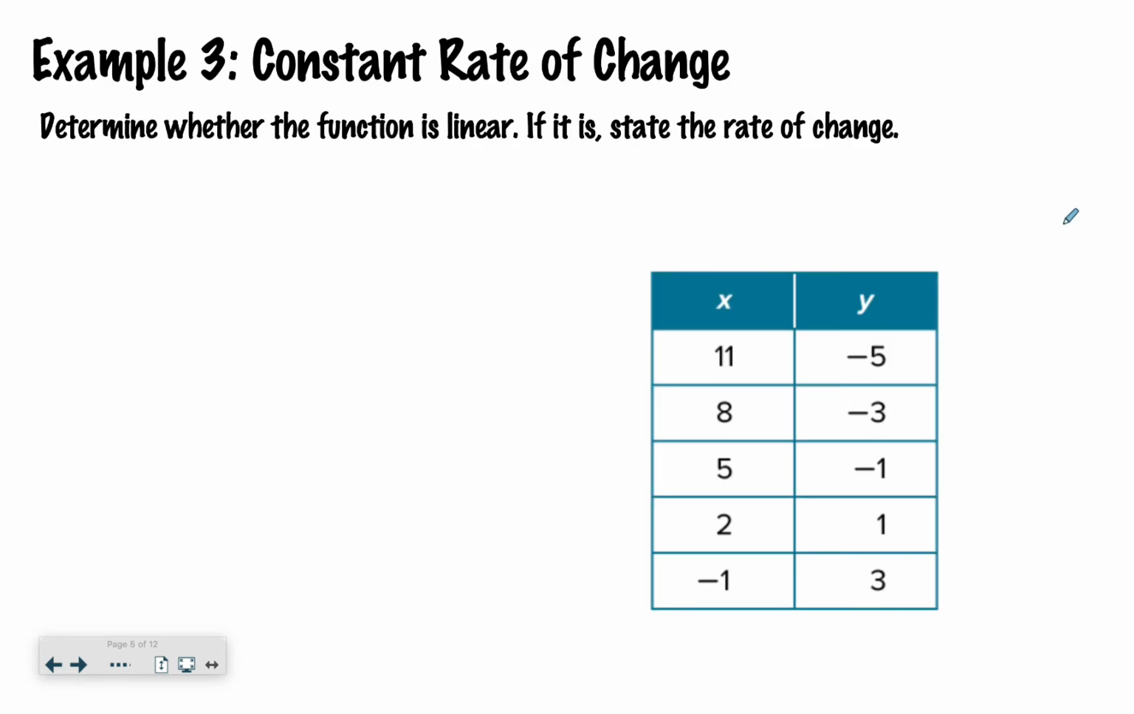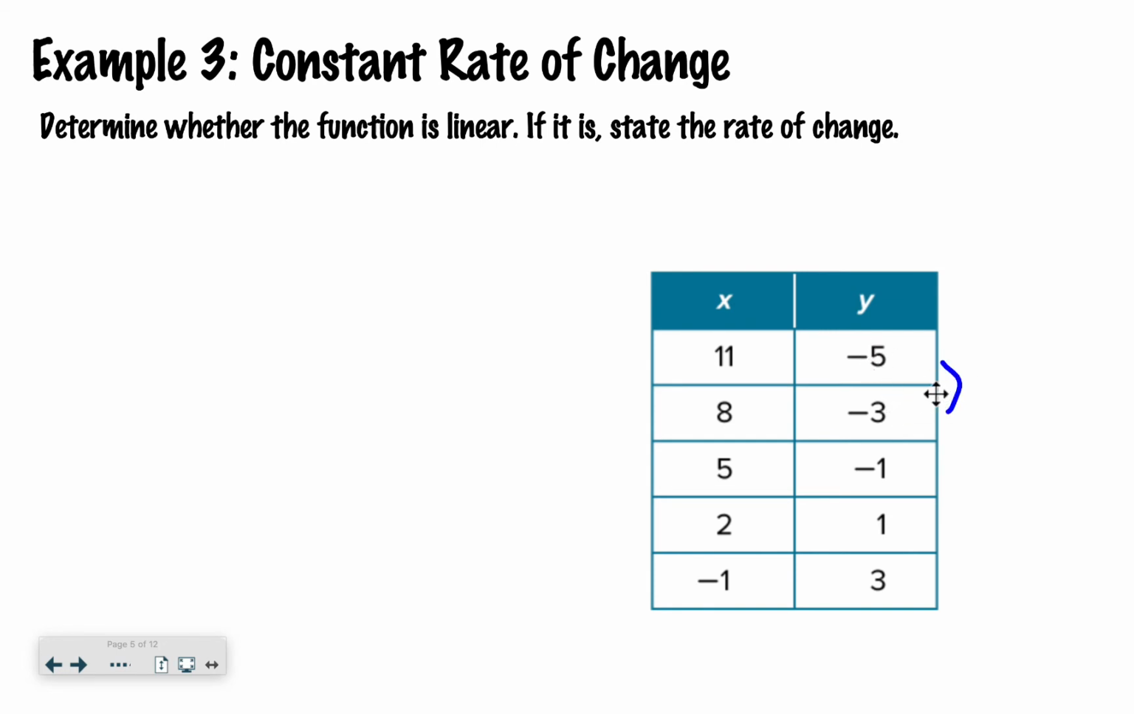Now let's look at example 3, which is determining if a function is linear. If it is, you state the rate of change. So in order for something to be linear, it has to have that constant rate of change. Okay, so if we look at this, I'm going to start with the y's.